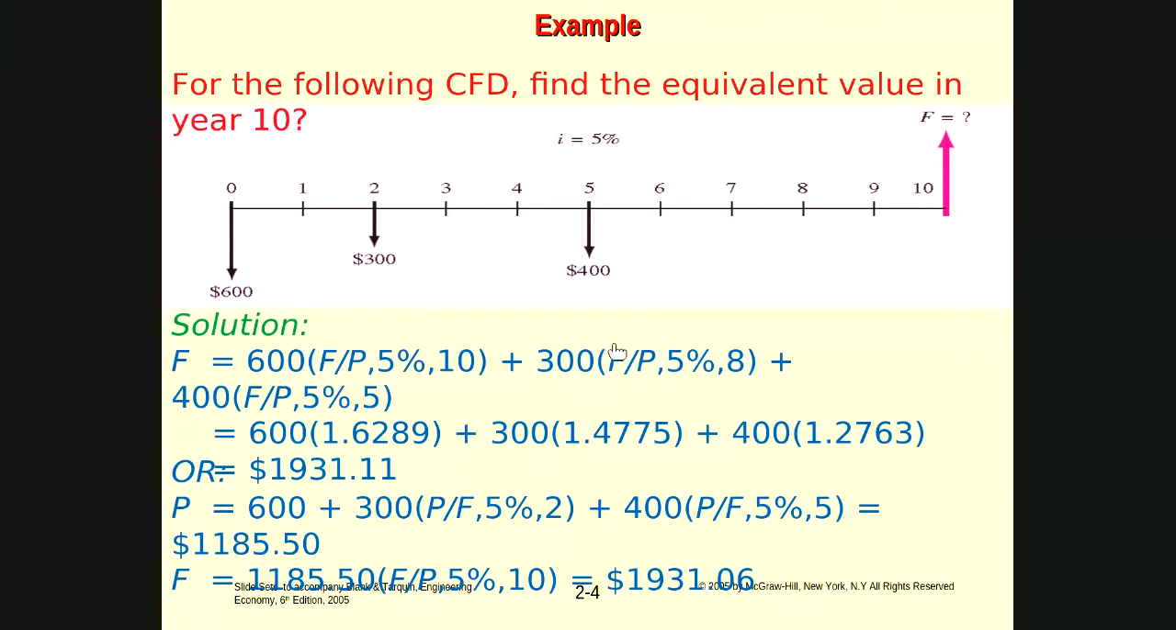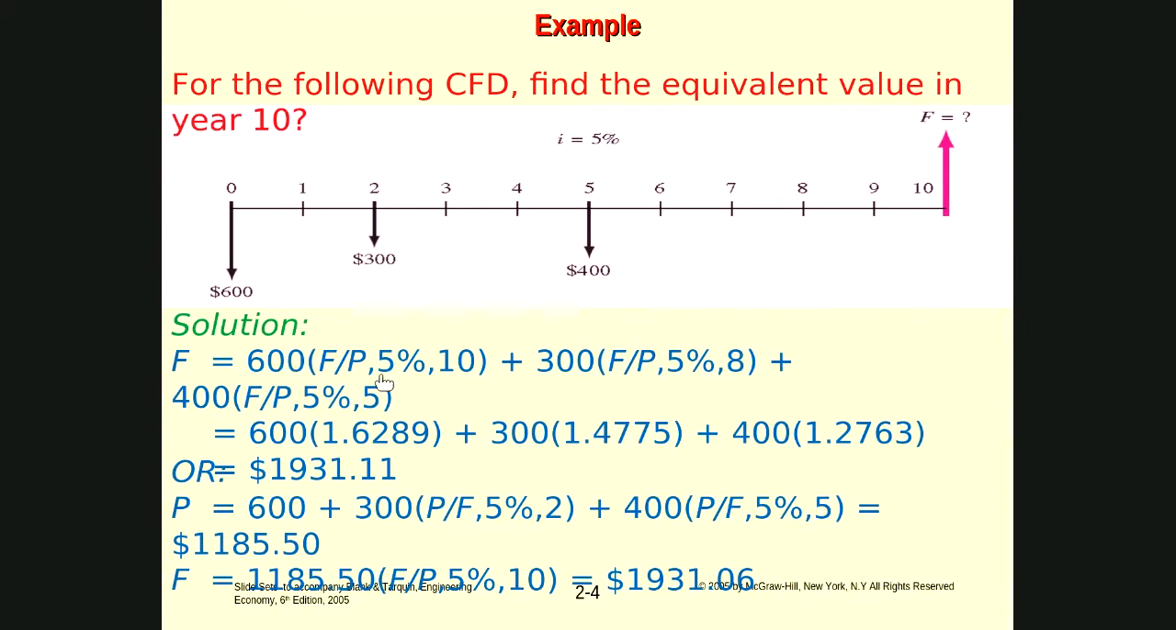300, then you open the bracket, F given P again for 5%, and then you count the years: 1, 2, 3, 4, 5, 6, 7, 8. That means you have to place 8 here. I will leave the 400 for you to do yourself, to make sure that you have understood that. Then you go to the table to find those bracket values and multiply them with the cash value.